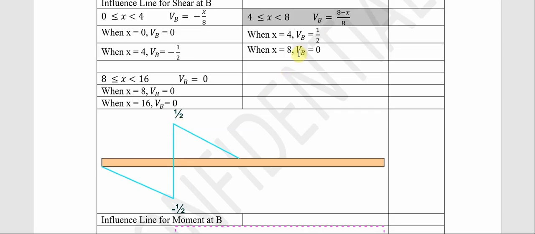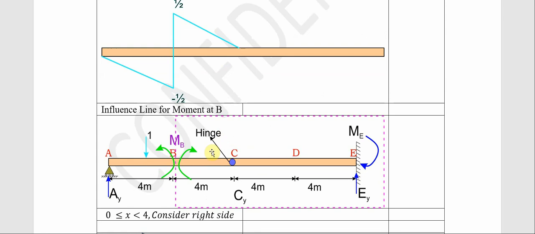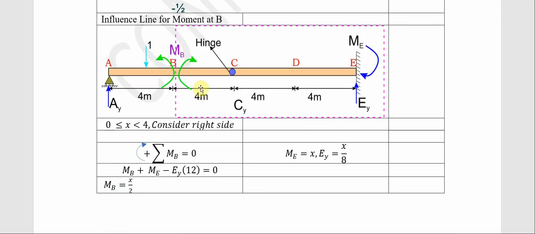Then at 8 it comes to 0. It comes to 0 also. But at higher than that, it is 0. That is why we have the shear force diagram to be this way. Now let us go for the moment.